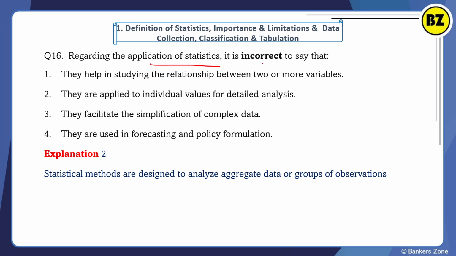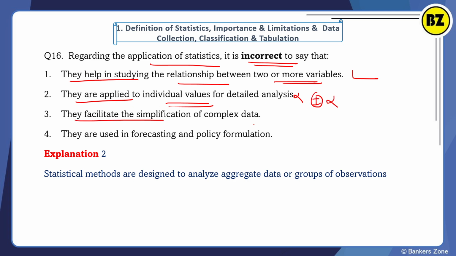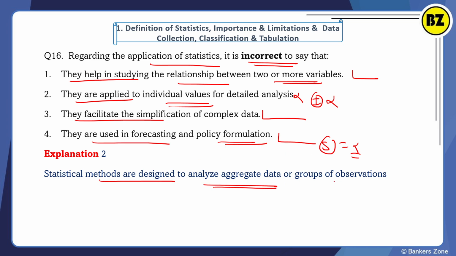Regarding the application of statistics, we have to find the incorrect one. See, they help in studying the relationship between two or more variables. Correct. They are applied to individual values for detailed analysis. Remember, statistics cannot be applied to individual values. They facilitate simplification of complex data. They are used in forecasting and policy formation. Correct. So the most important thing to remember is that statistics cannot be applied to individual data. Statistical methods are designed to analyze aggregate data, that is big data, not individual data.